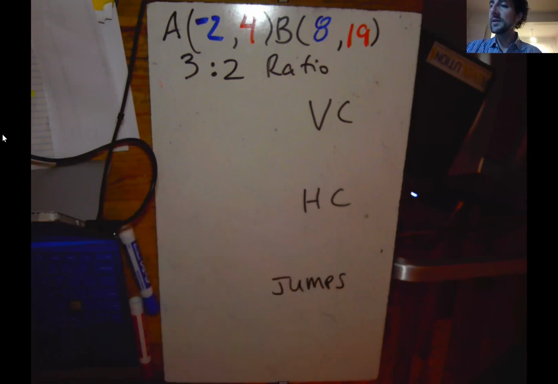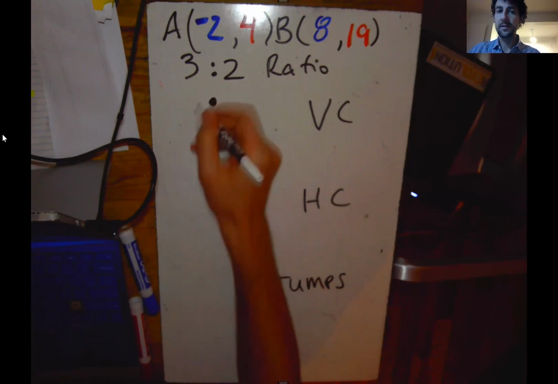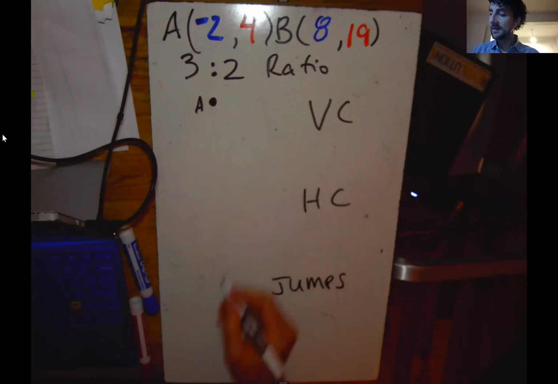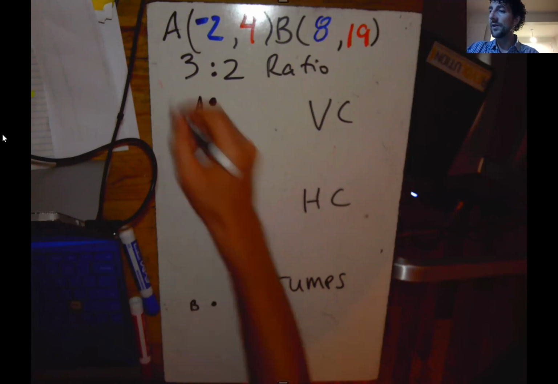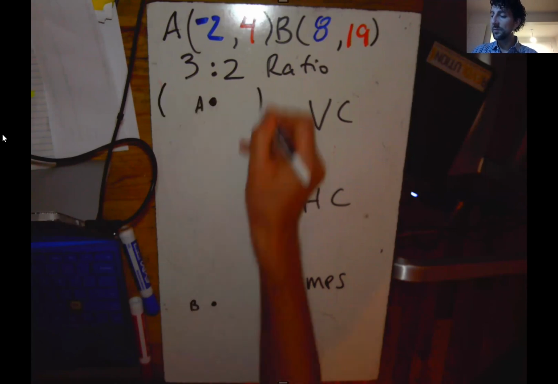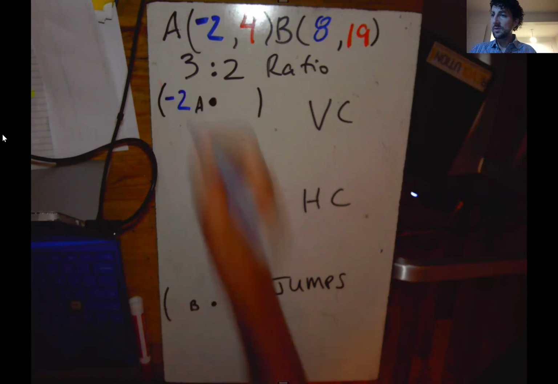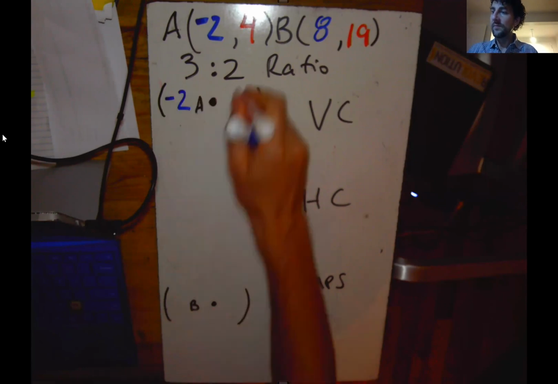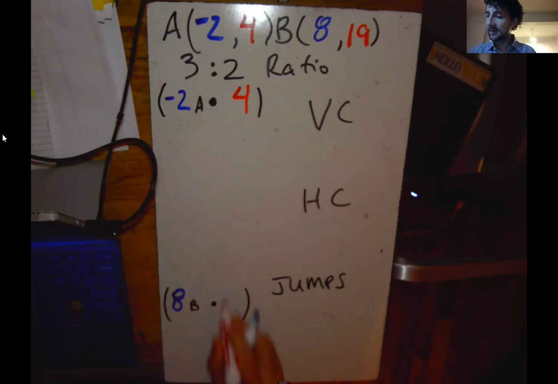So the first thing I'm going to do is lay out my line segment with A at the beginning and B at the end. And I'm going to write down the coordinates for A and B. These are parentheses for the coordinates. A at -2, 4, and B at 8, 19.